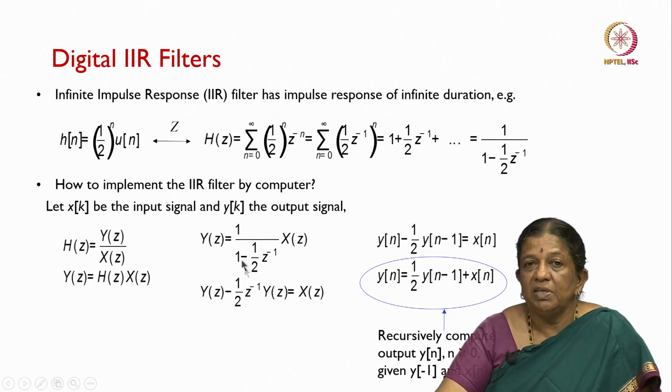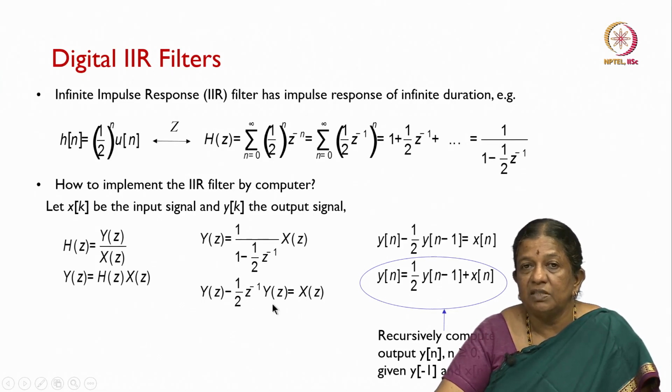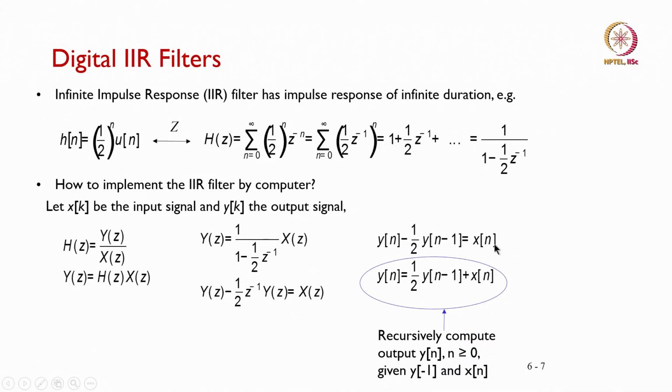Then if we simplify, it becomes y of z minus half into z minus 1 into y of z, which is equal to x of z. So, when we take the inverse z transform, what happens to our y of n is y of n minus half y of n minus 1, that is the previous sample, equal to x of n. If we transfer half y of n minus 1 to the other side, we see that y of n is equal to half into y of n minus 1 plus x of n.